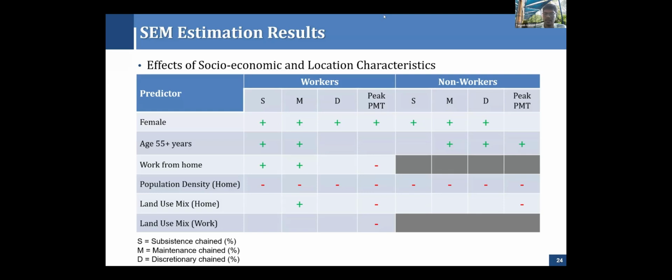And considering the location variables, we find that higher population densities reduce activity chaining propensity and peak PMT of workers and non-workers. Lastly, a higher land use mix at the home location increases chaining of maintenance activities for workers and decreases their peak PMT, whereas a higher land use mix at work location reduces peak PMT. We didn't find any significant contribution of land use mix at work location on the chaining of each of these activities.